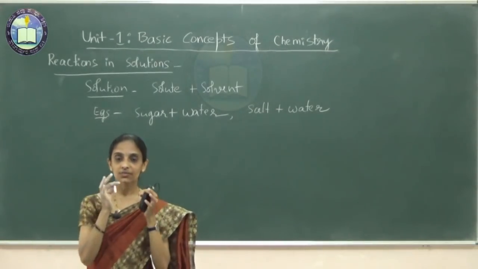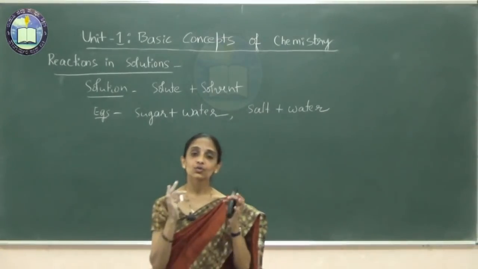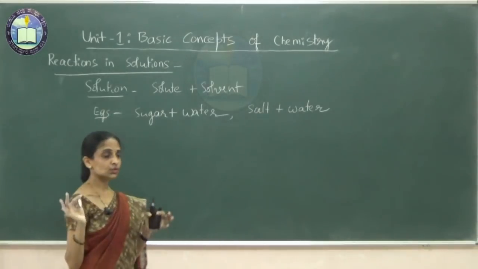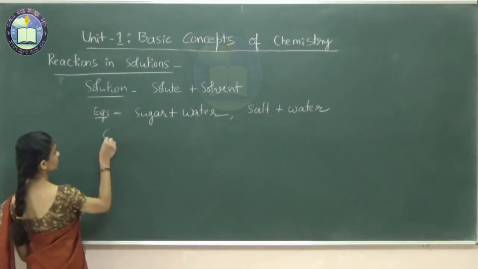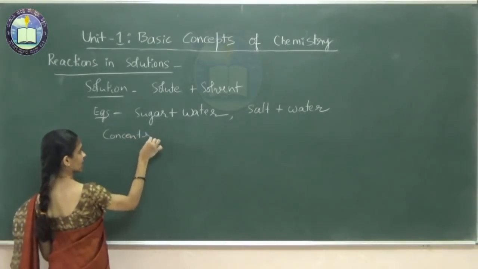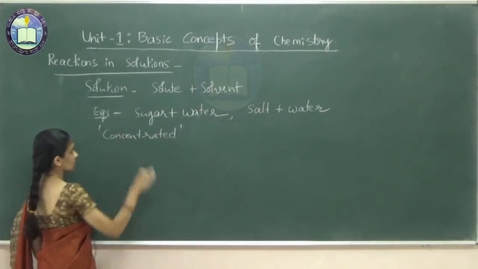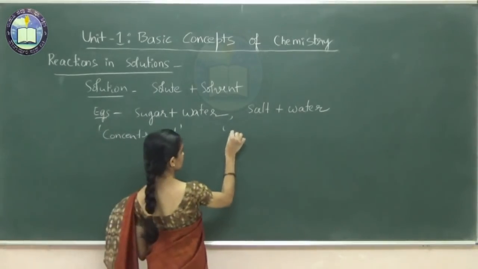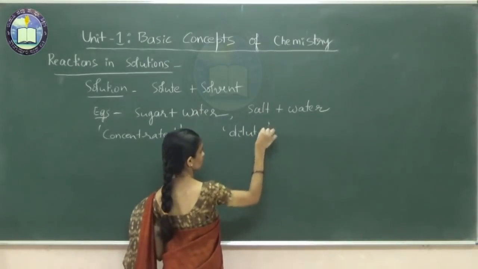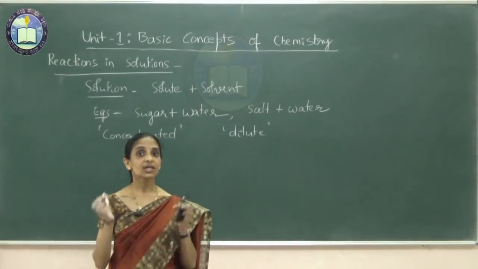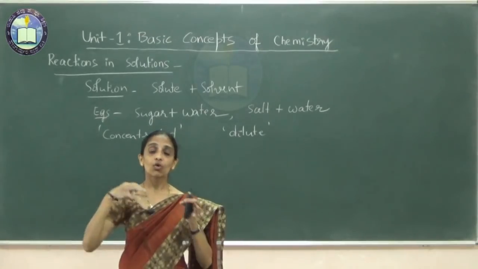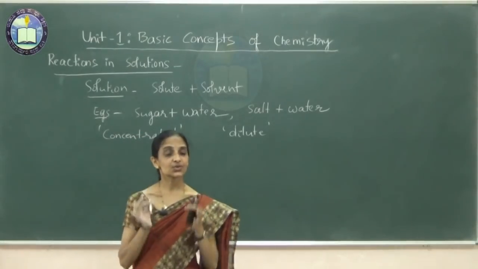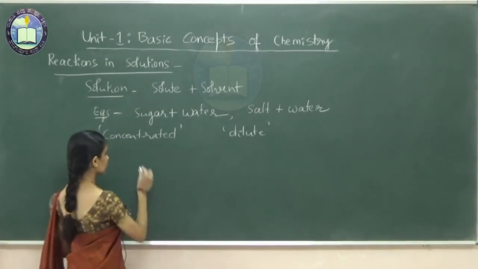But the words strong and light are used in our common language. In chemistry language, they are not used. Instead, we make use of the word concentrated for solutions having more strength or more solute, and dilute for solutions having less solute or more solvent. Such solutions will have less strength. So, I will give you examples.